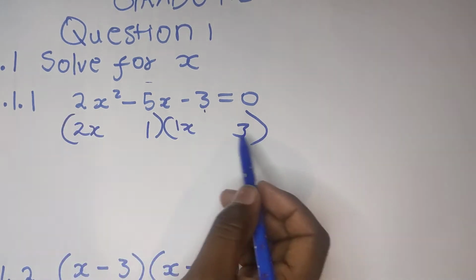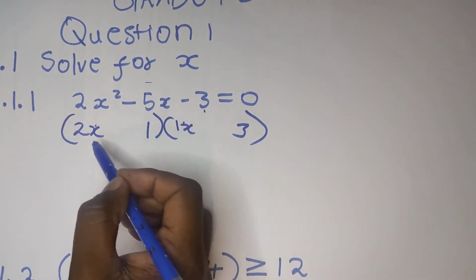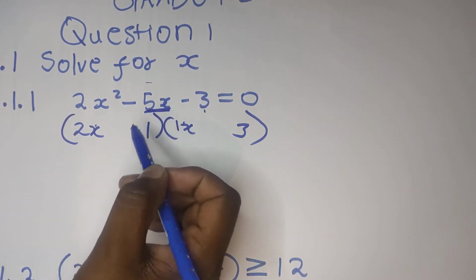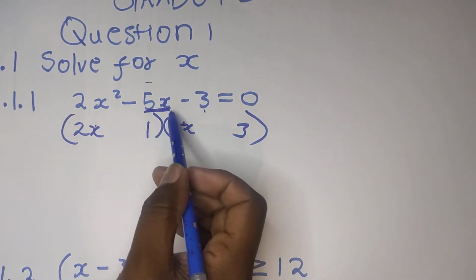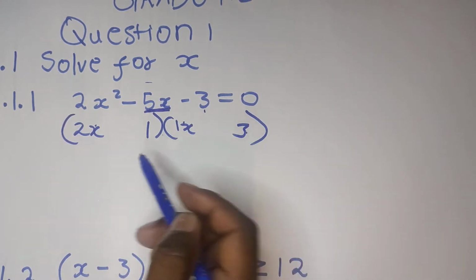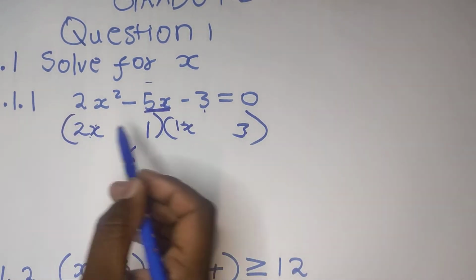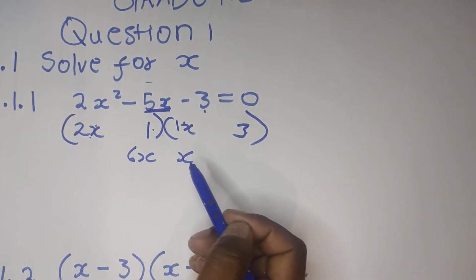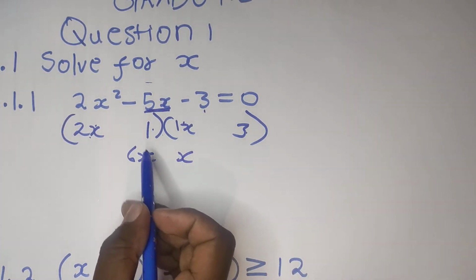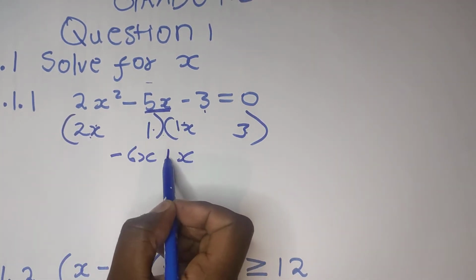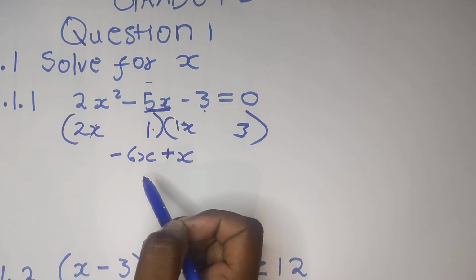So let's check if this will work. x times, so it's 2x squared. We find this one because the focus is on this one. So let's have a look at those values that will get us x. 2 times 3 is 6x, 1 times 1 is x. So to find this value, 6 must be negative and 1 must be positive.